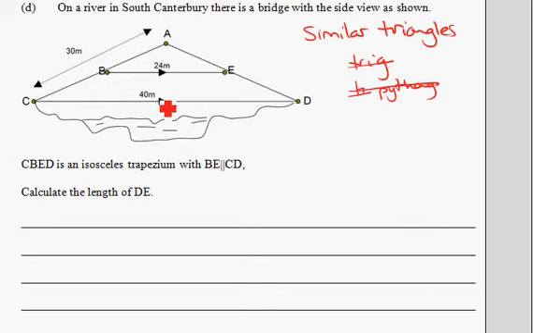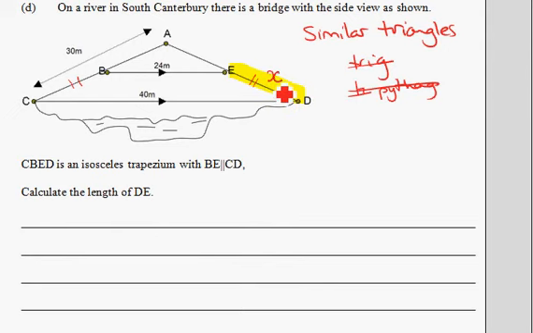So we've got parallel lines, which are obviously important. We'll try using similar triangles. So I've got a small triangle and a big one. We're told it's isosceles trapezium CBED, so that and that must be the same length. BE is parallel to CD, so I can see that, and we're asked to find the length of DE. So if we just highlight DE, that's the length we're looking for.